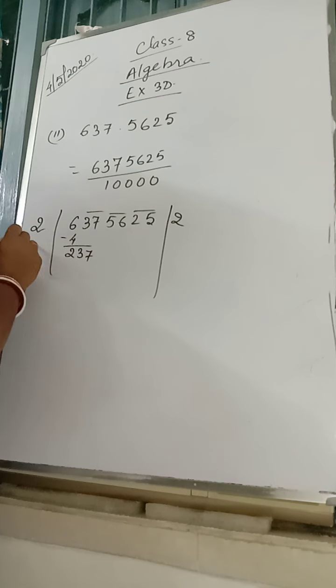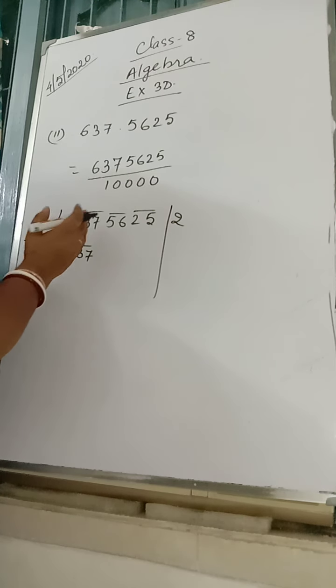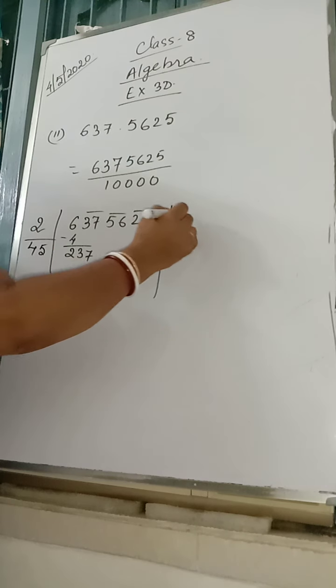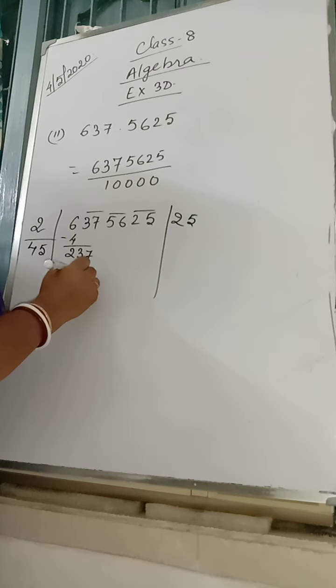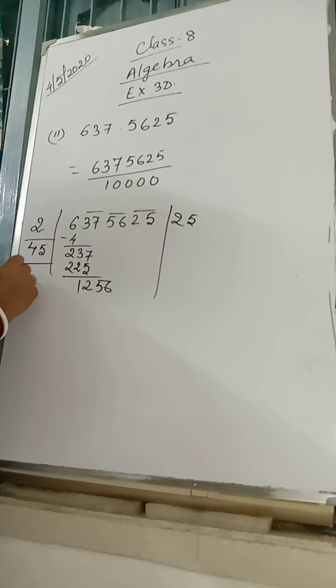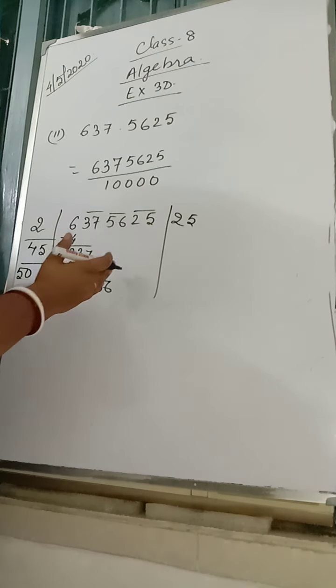Then 37 is coming down. Double of 2 is 4. 4 5s are 20. 5 5s are 25, 5 4s are 20, and 2, 22. So this gives you 12 remainder. 56 is coming down. This gives you 1256. Double of 25 is 50.